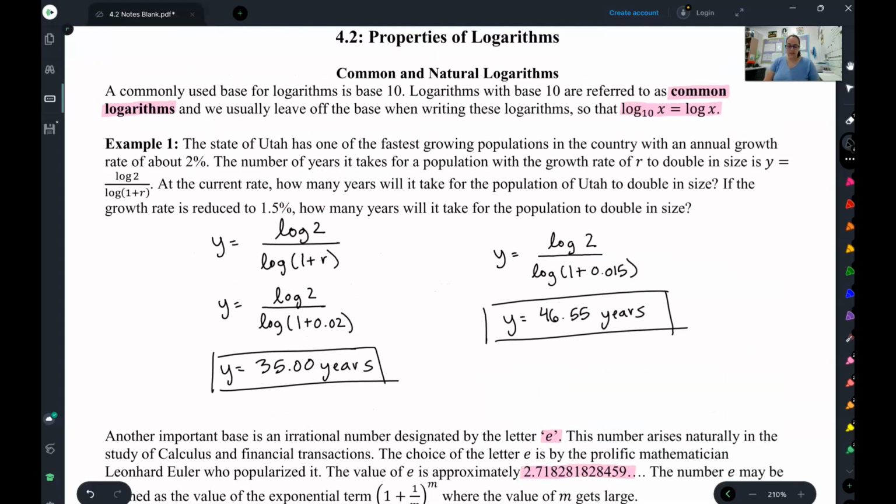So that is an example of a logarithmic story problem, and we've defined the common log and the natural log. In the next video, we'll go over the properties of logarithms.